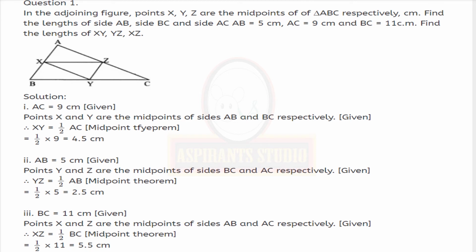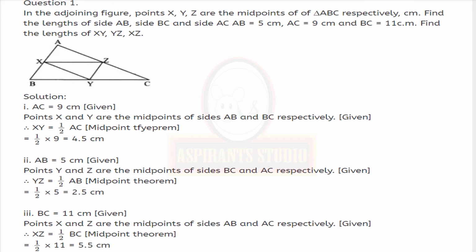Points X, Y, Z are the midpoints of side AB, side BC and side AC of triangle ABC respectively. AB is equal to 5 centimeters, AC is equal to 9 centimeters and BC is equal to 11 centimeters. Find the lengths of XY, YZ and XZ. Now look at the figure. The figure is given, Figure 5.38 in the textbook. So now see the solution.